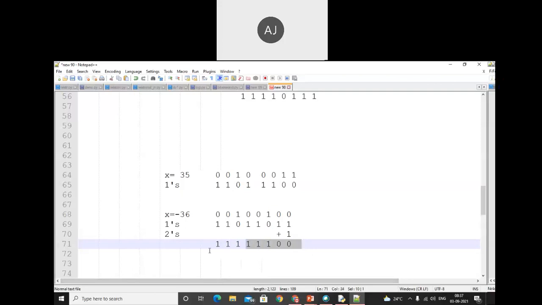So now just check this value with this. So does it match? No, sir. Okay, let's make it.